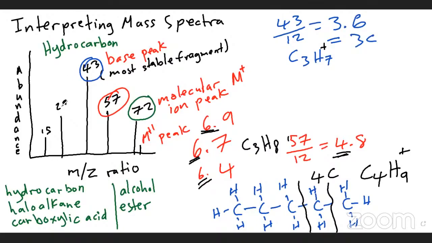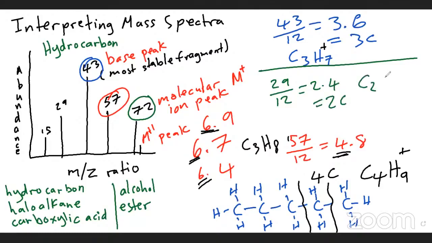All right. 29. So fragment 29. It will be 29 divided by 12. You will get 2.4. So we know it has 2 carbons. So C2H5.